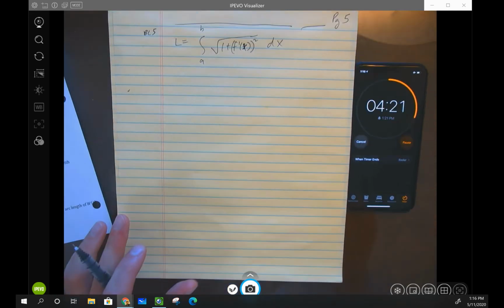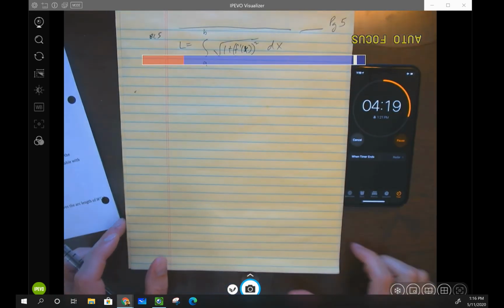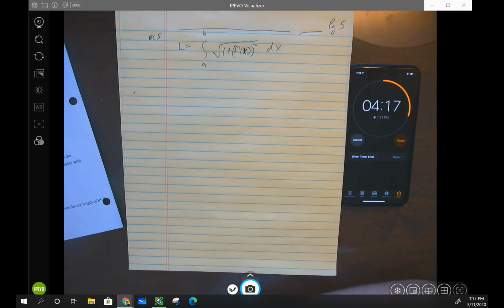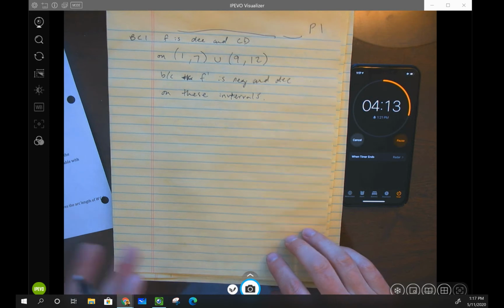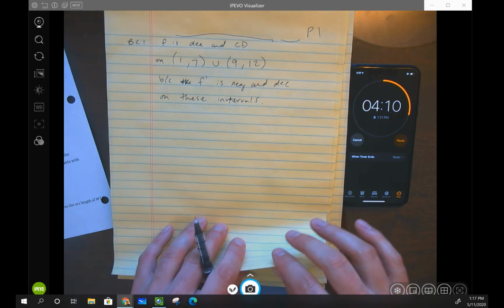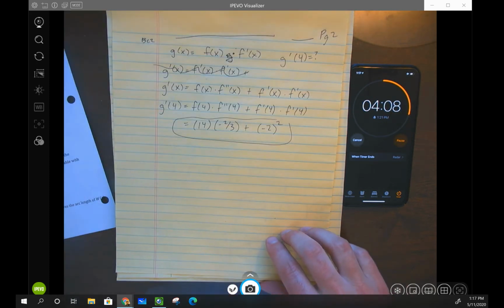Okay. Oh, sorry. Hopefully my screen was showing the last problem well enough, in case you didn't see it right. Well, here's the original f, decreasing, concave down. You got your answer there.